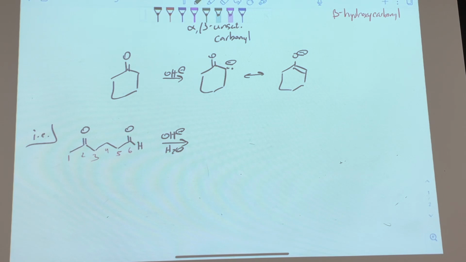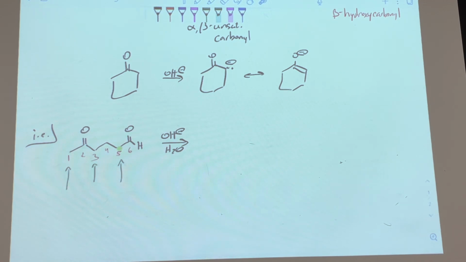All right, if you're looking at this one, we have a few different options because you have several different alpha positions, right? So you could theoretically enolize at the C5, that's an alpha position. You could enolize at the C3, that's an alpha position. Or you can enolize at the C1, that's an alpha position. So the question is, which one is going to enolize? The answer is all of them. But only one is going to lead to a viable product. So let's see which one that would be.